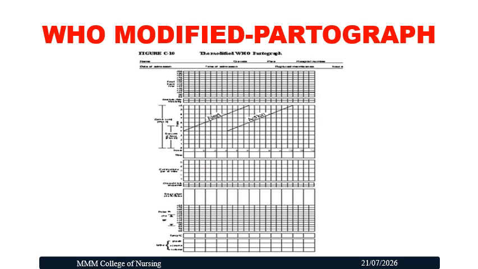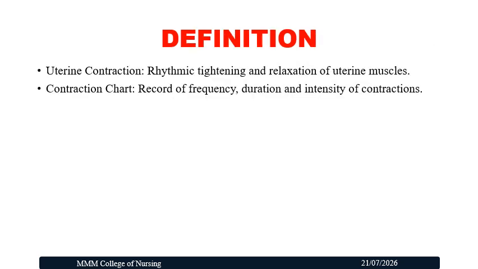This is a WHO modified partograph. In this partograph, there is one compartment that denotes the contraction. Definition: uterine contraction is a rhythmic tightening and relaxation of uterine muscles. The contraction chart is nothing but recording the frequency, duration, and intensity of the contraction.